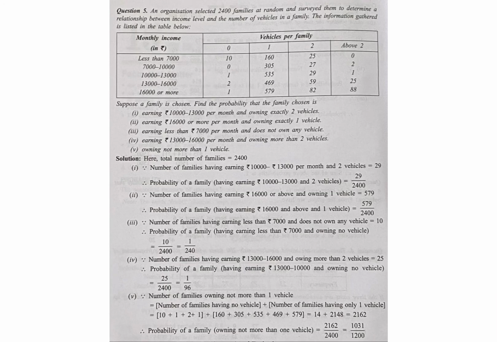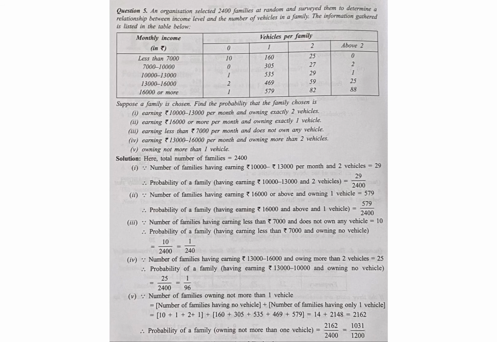Question number 5. An organization selected 2,400 families at random and surveyed them to determine a relationship between income level and number of vehicles in a family. The information gathered is listed in the table below. Suppose a family is chosen. Find the probability that family chosen is first one, earning rupees 10,000 to 13,000 per month and owning exactly 2 vehicles. Second, earning rupees 16,000 or more per month and owning exactly 1 vehicle. Third, earning less than 7,000 per month and does not own any vehicle. Fourth, earning rupees 13,000 to 16,000 per month and owning more than 2 vehicles. Fifth one, owning not more than 1 vehicle.